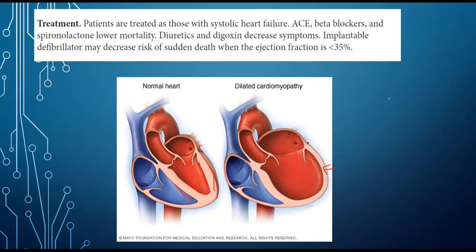In a patient with dilated cardiomyopathy, the treatment will be exactly the same as how you treat systolic heart failure. So how we treat systolic heart failure: ACE inhibitor, beta blocker, diuretics, that's the same treatment. If a patient has dilated cardiomyopathy and ejection fraction less than 35, then an implantable defibrillator will reduce the sudden cardiac death, okay?